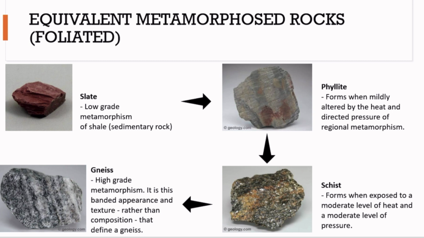So basically, slate, phyllite, schist, and gneiss are from one type of pre-existing rock, which is shale. So basically, shale has to undergo metamorphism, but in different heat and pressure. So the stronger the heat, the stronger the pressure. So we will have, from slate to a phyllite to schist, and lastly a gneiss. That is all for foliated metamorphosed rocks.